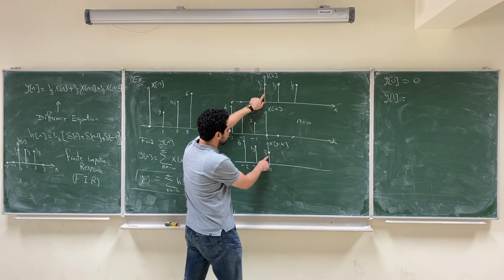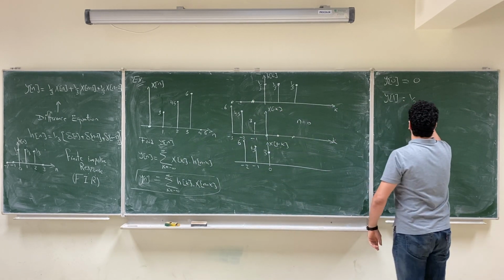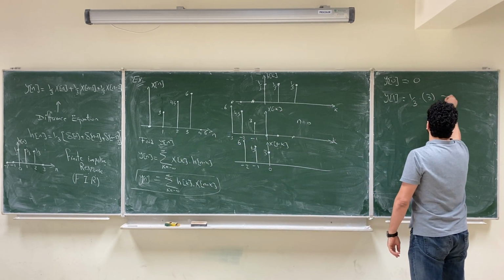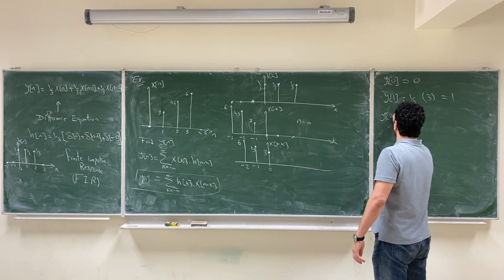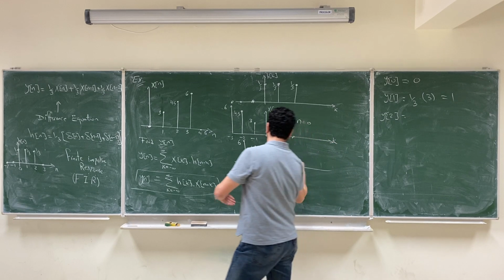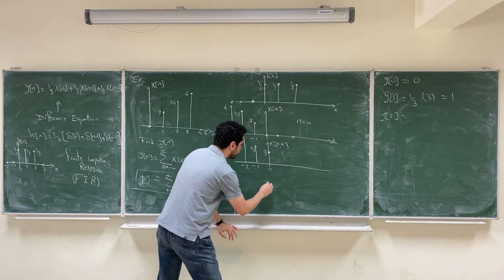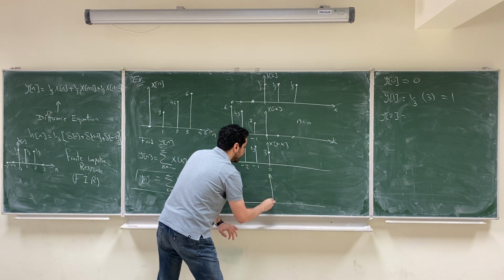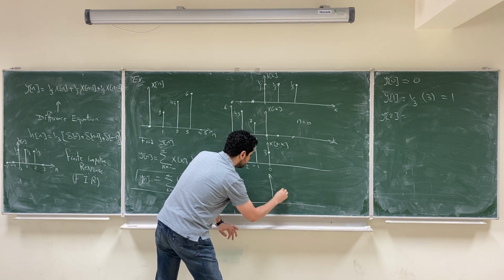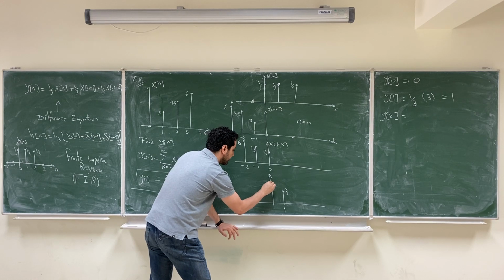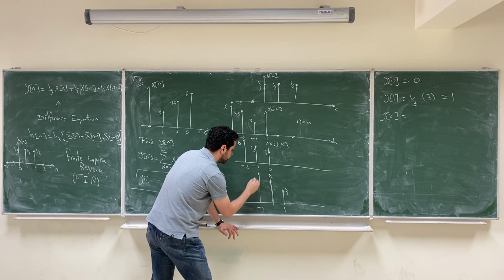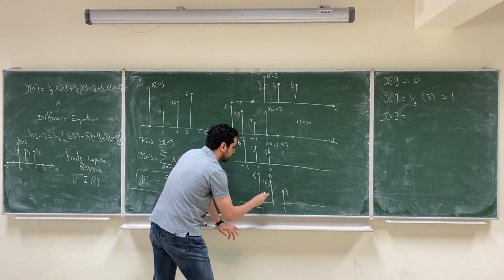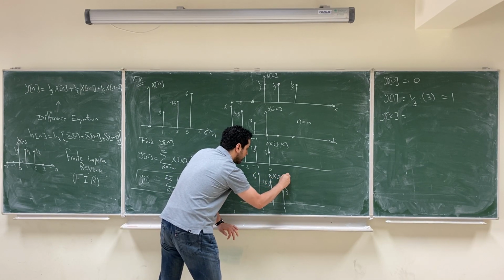1/3 times 3 will give you 1. Next, in order to calculate y of 2, you are going to shift x one more sample, x of 2 minus k. So x of 2 minus k will appear as 3 here at 1, 4.5 here, and 6 here. Right? This is x of 2 minus k.